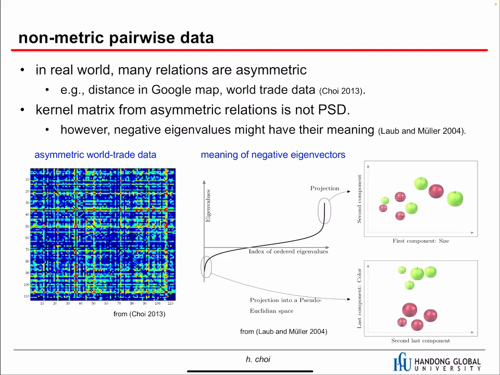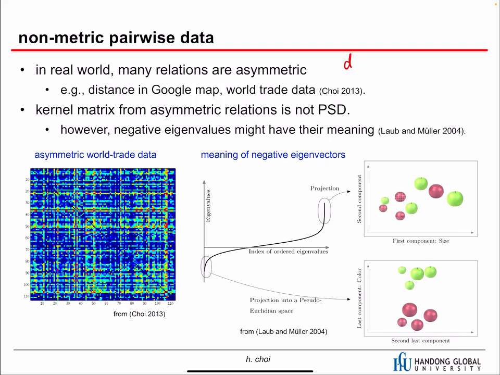Then think about world trade data, which is also not a distance. Importing and exporting are not symmetric. So in this case, the distance matrix is not a distance. And the kernel matrix from asymmetric relations is not positive semi-definite. If the inner product matrix is not positive semi-definite, then the distance implied by the kernel matrix or inner product matrix is not a distance. So it's basically the same thing.